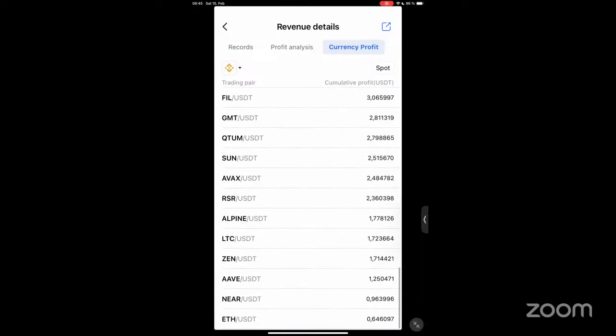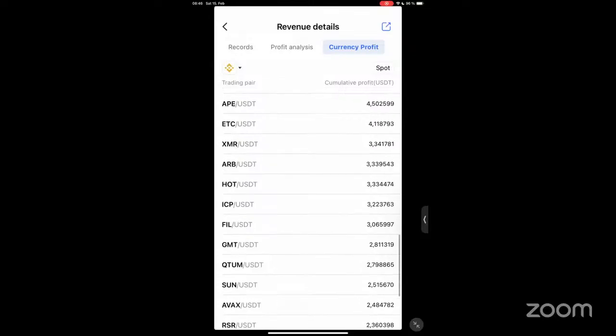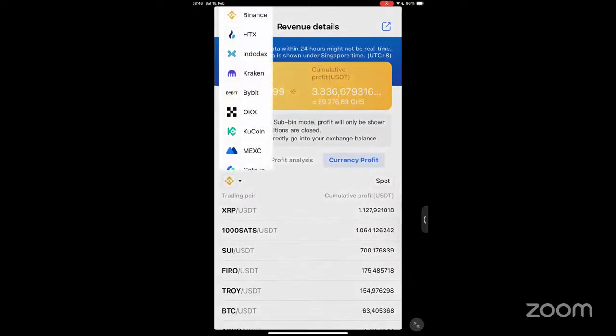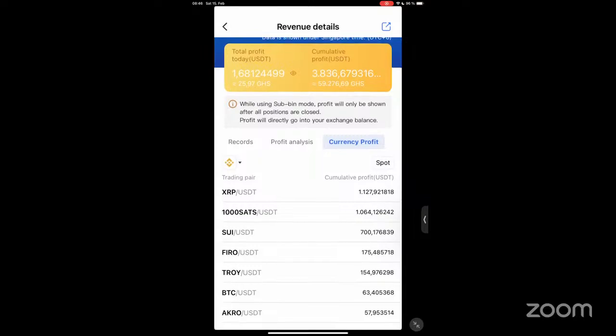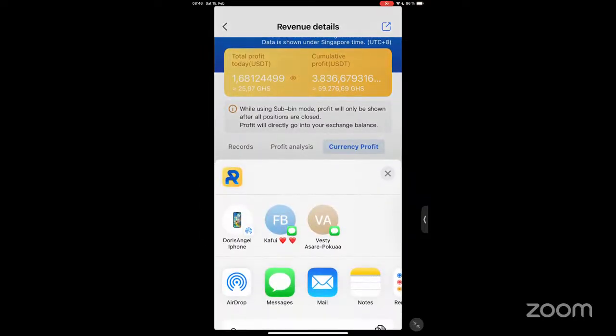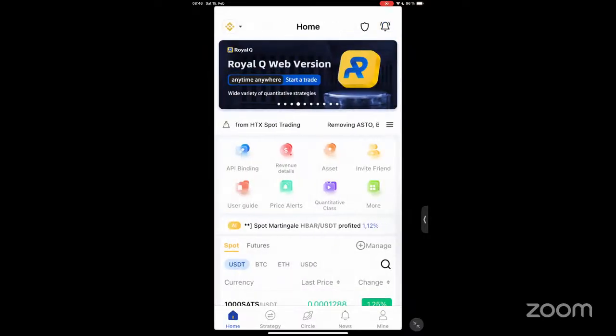Now, Royalq would show you everything. They will not stop you from seeing proof of the coin you've traded or whatever amount of profit you've made. Even if it's 1 cent, they would let you see it. So if you're not using Binance, I told you anytime you see a drop down arrow, it tells you something is there. Then the spot too is in the corner here. You tap on futures to get the appropriate results you are looking for. Since the share button is here, I can still decide to share this to someone. All right. So we are out of revenue details.